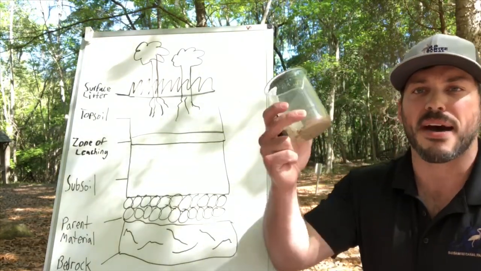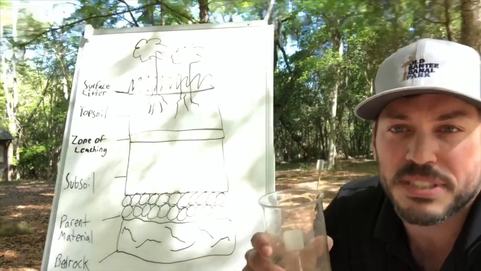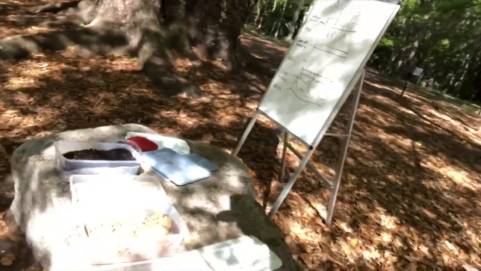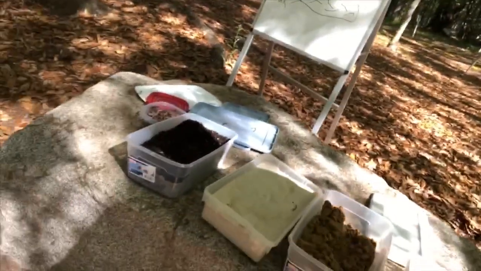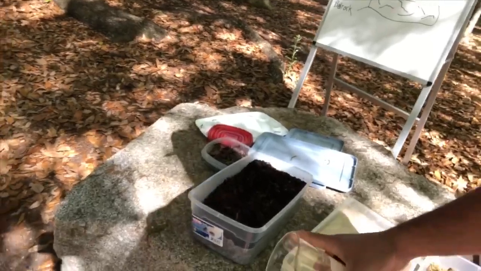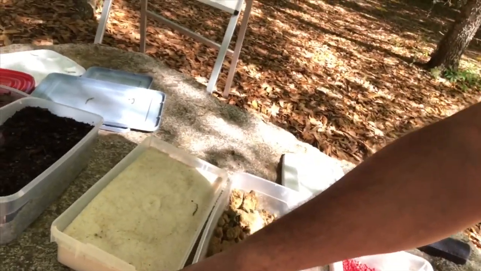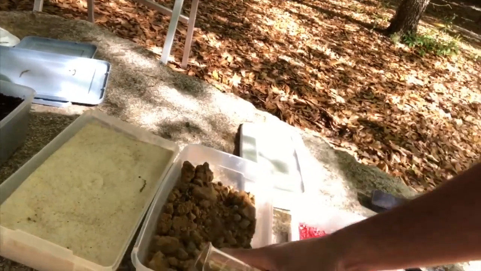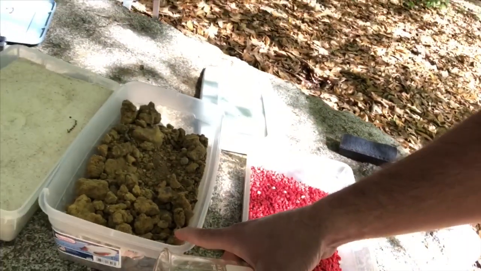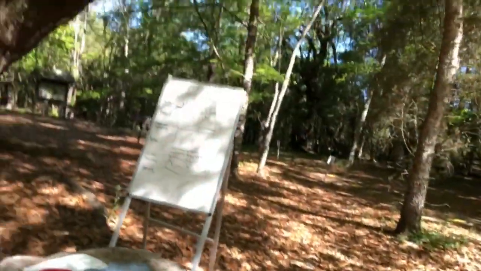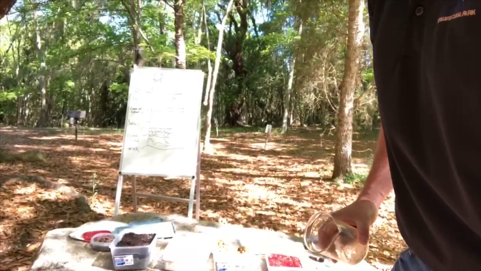And what I have is a beaker. So what I have set up here, stay with me, I'm going to move around, is some bins. We have topsoil in this bin. We have a zone of leaching right here, some sand. We have clay in this bin. And we have some rocks in this bin. That's our parent material. I'm going to set you down right here so you can see what I'm doing.